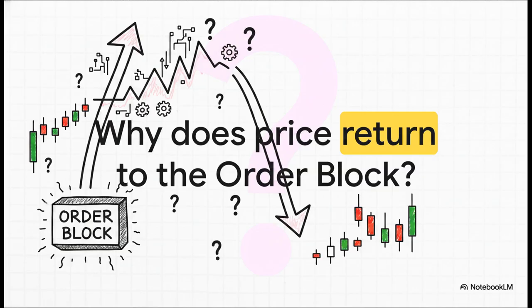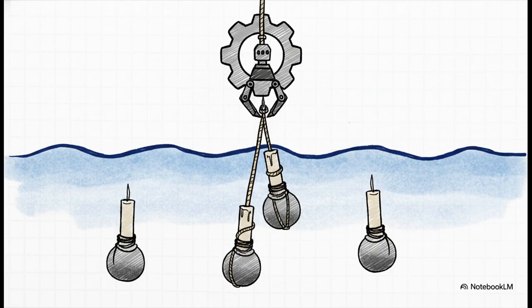This leads to a massive question that puzzles pretty much every everyday trader. If the algorithms already injected their capital and pushed the price violently upward, why do you almost always see the price dropping right back down into the very block that started the rally? Why doesn't it just keep rocketing up forever? The answer to that question comes down to two simple words: underwater positions.